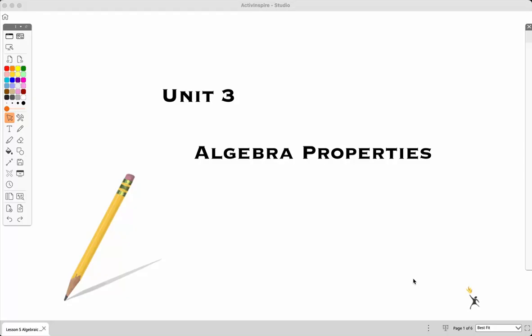Algebraic properties. Okay, as we work through this idea, we're going to explore how we can create equivalent expressions and different things that we're doing. As we work through this, like I said, we're going to try to figure out how we can create this and how we can use these to create different and equal answers. So let's start there today.